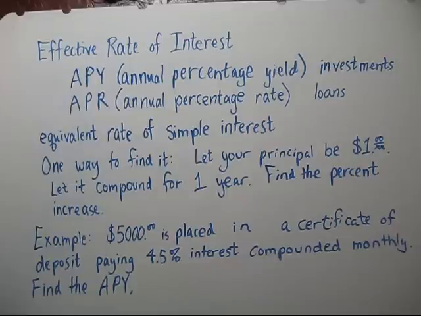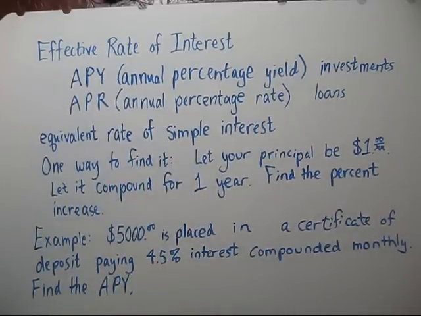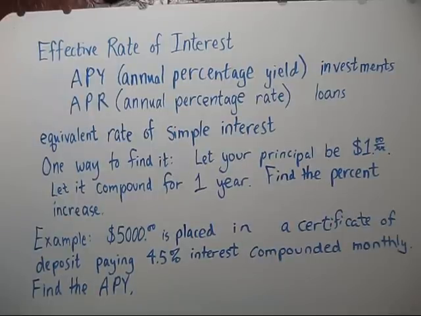For investments, they call it APY, the annual percentage yield, and for loans, it's called the annual percentage rate. And that's where you take the interest you earned compounding and see what the equivalent rate of simple interest is for that money. One way to find it is to just let your principal, or the amount you're investing or borrowing, be $1, and you let it compound for 1 year, and your percent increase will be your effective rate of interest. So if you go from $1 to $1.07, then your effective rate of interest is 7%.